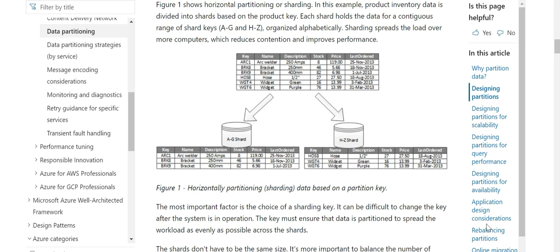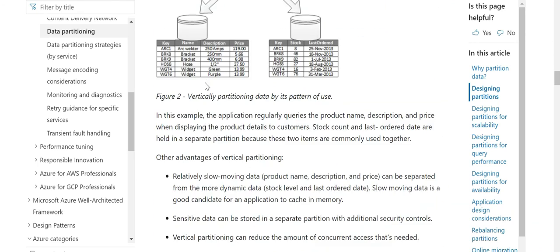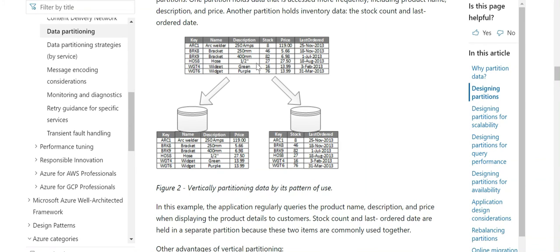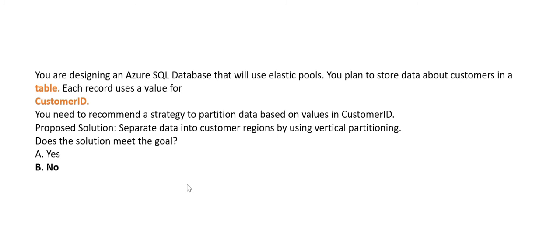But in vertical partitioning, it has split the number of columns. So then, in order to access the entire record, you will have to join this and this partition, which is not performance efficient. Hence, our answer would be no. Okay, another thing is you never put into customer regions. Regions are like one user is in North America, one user is in Europe. You never separate it and put into a vertical partition in a region. You never do that. That is strictly a no-no.